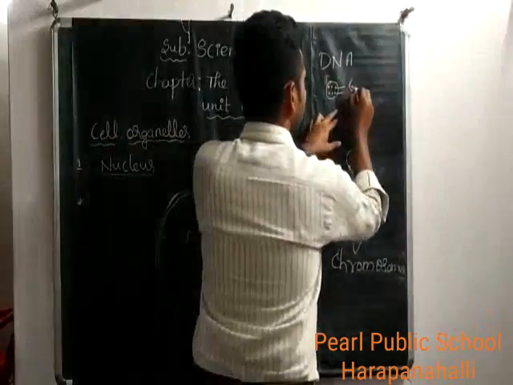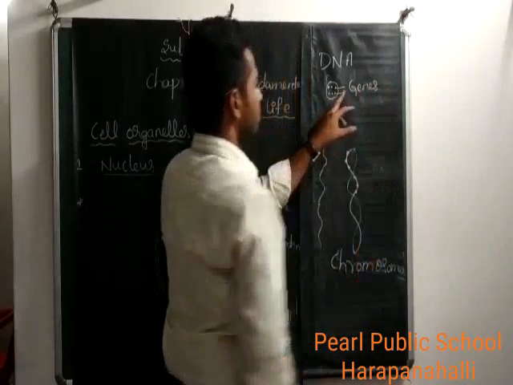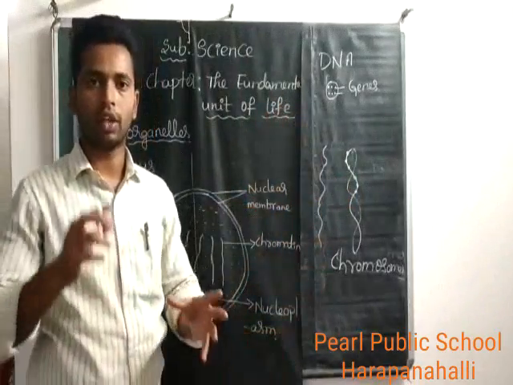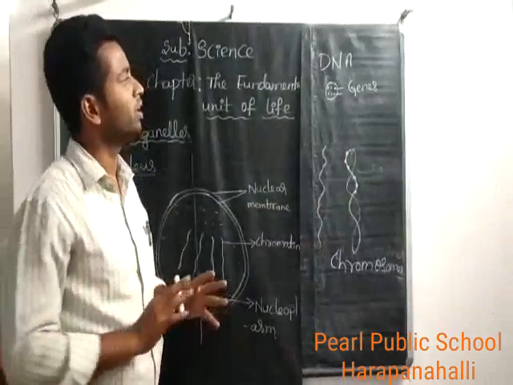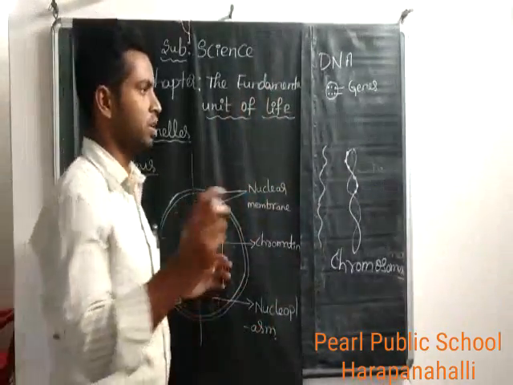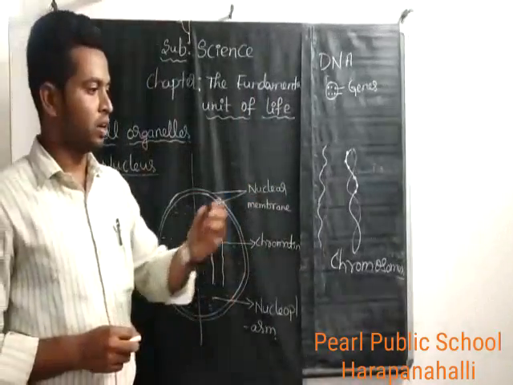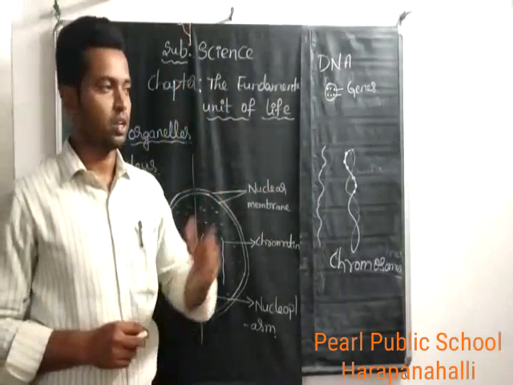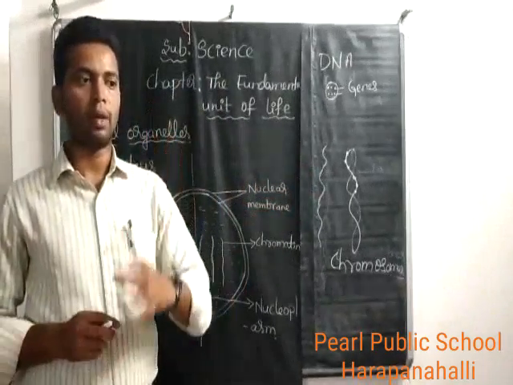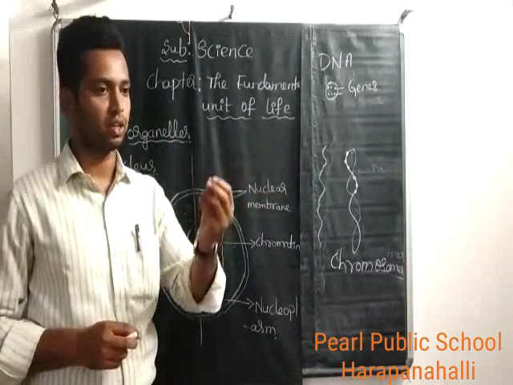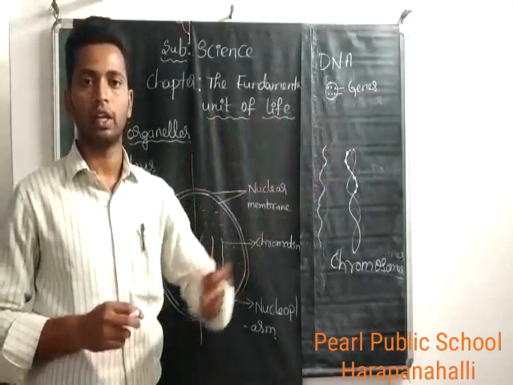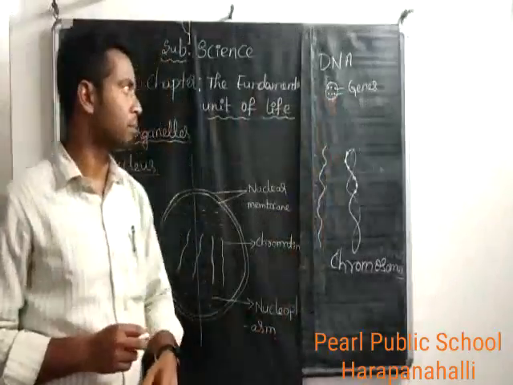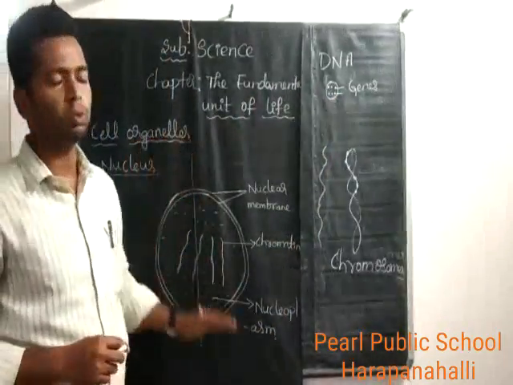Each gene shows particular characteristics of the species. For example, color of the skin, color of the eye, height of the person. Suppose a baby is born and that baby's color is comparatively the same as that of the mother's color. That is a suitable example. So this is about the nucleus.